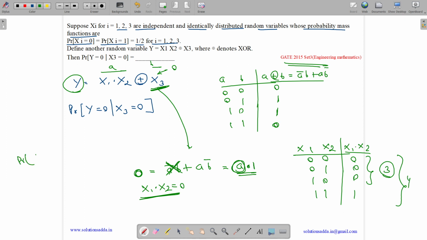So the probability for Y to be 0 given that X3 equals 0 is 3 by 4, which is 0.75. So the answer to this question is 0.75.